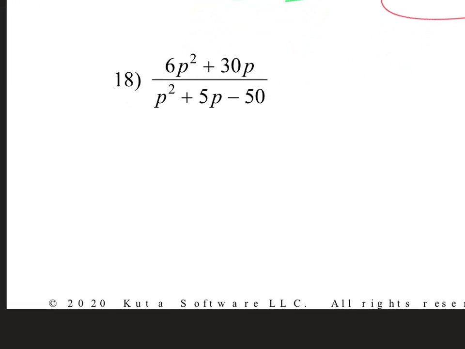All right, last 2. I can take out a 6. I can take out a p. I'll just factor it above it. That's going to be the p plus 5. What factors of 50 subtract to give me 5? That's 10 and 5, so p plus 10 and p minus 5. So once again, p cannot equal negative 10 or 5.